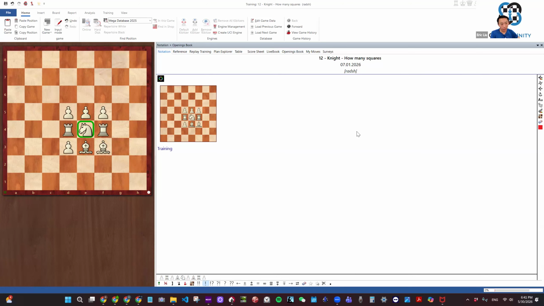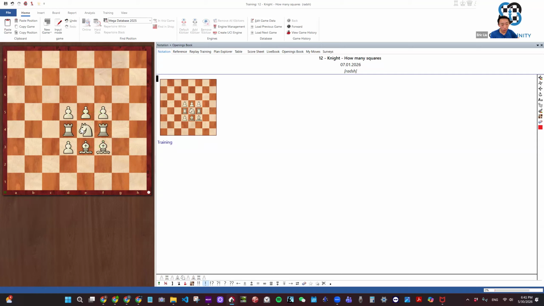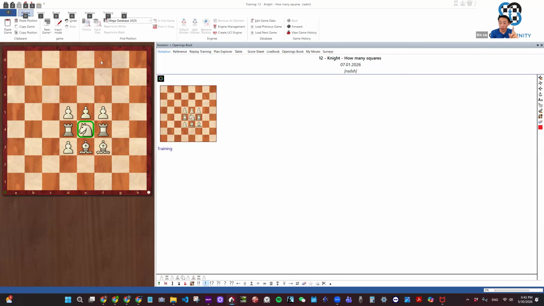Alright, the answer is still 8, even though the knight is completely surrounded. Do you see that? The knight is completely surrounded by his own chess pieces. But the knight can jump over chess pieces, so it can still move to 8 different squares. That's important.